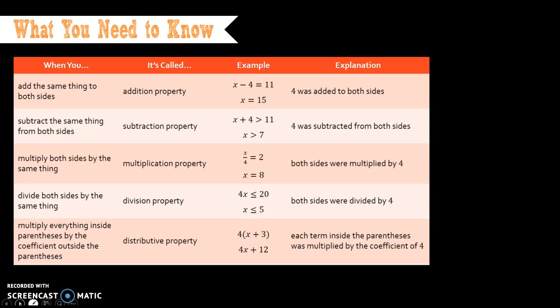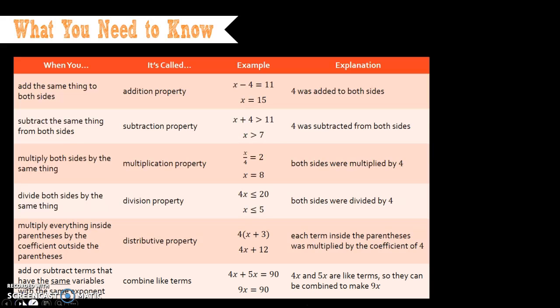When you multiply everything inside parentheses by the coefficient that's outside the parentheses, that's called the distributive property. So in this example right here, the 4 on the outside is being distributed or multiplied to the x and to the 3. That's called the distributive property.